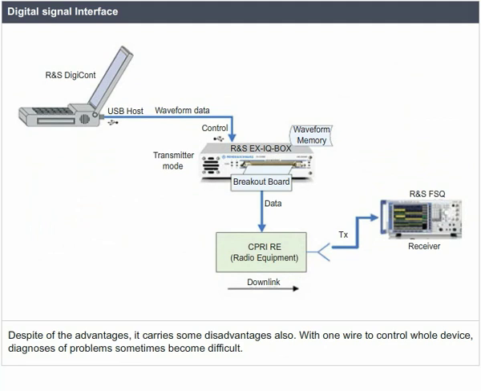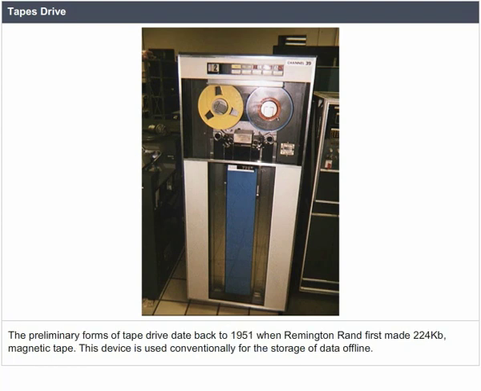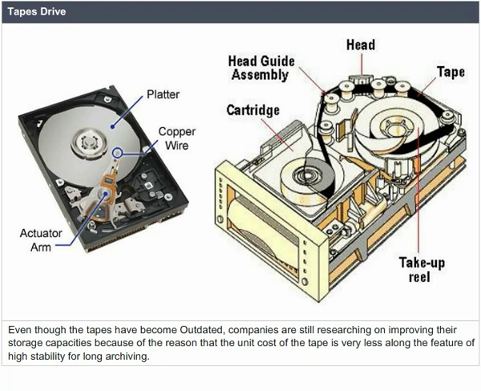Tape drive. It is one of the oldest backup mechanisms, which is currently replaced mainly by the online storage system. The tape drive can write, store, and read data on magnetic tapes. The preliminary forms of tape drive date back to 1951, when Remington Rand first made a 224 KB magnetic tape. This device is used conventionally for the storage of data offline. Even though the tapes have become outdated, companies are still researching improving their storage capacities because the unit cost of tape is very low.